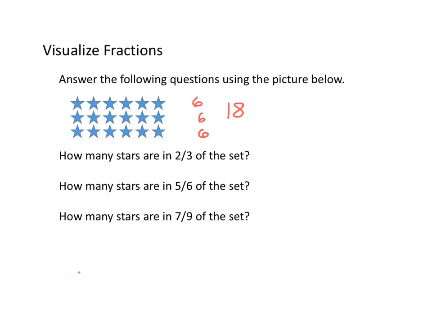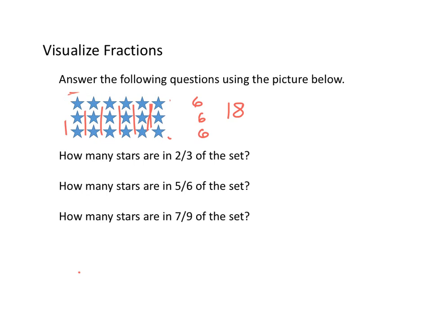So how many stars are in 5/6 of the set? Okay, now let's divide up the set in a different way so that we have it divided into sixths. One way you could do that is divide it like this. 1, 2, 3, 4, 5, and 6. There's 6 columns, so 5/6 of that would be this much. So that would be 5 columns with 3, that would be 15. So we're not actually, like I said, doing the operations with the fractions, we're just visualizing. All right, let's try the next one.